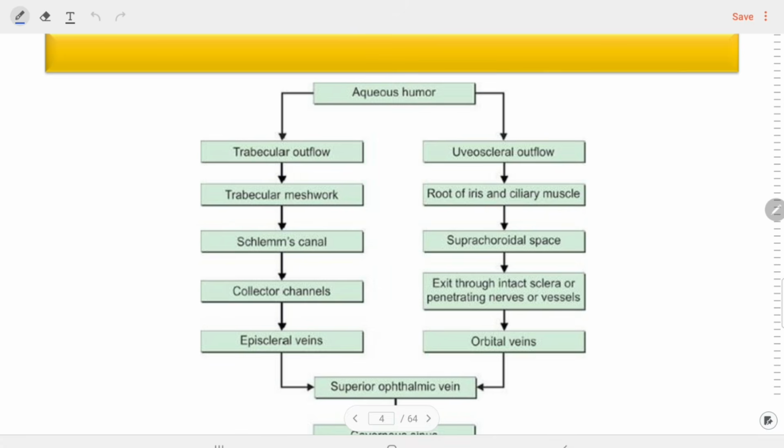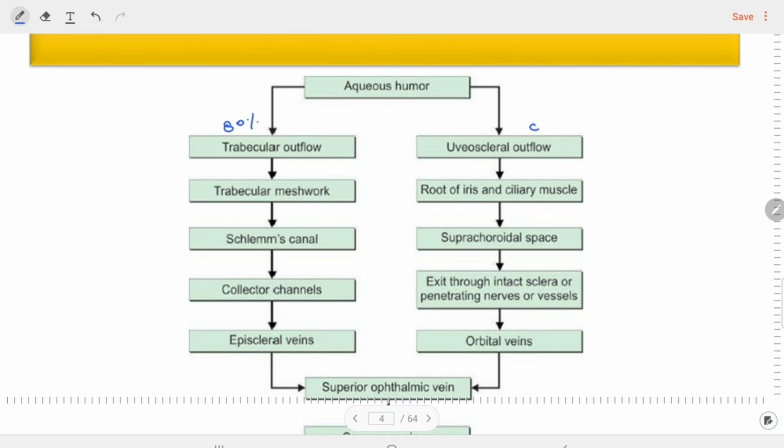So this is the flow chart of the aqueous humor outflow. Outflow occurs by two ways. One is the trabecular outflow; most of the outflow occurs from here, about 80%. The uveoscleral outflow accounts for 20%. The aqueous humor then goes to the superior ophthalmic vein, and from there to the cavernous sinus.